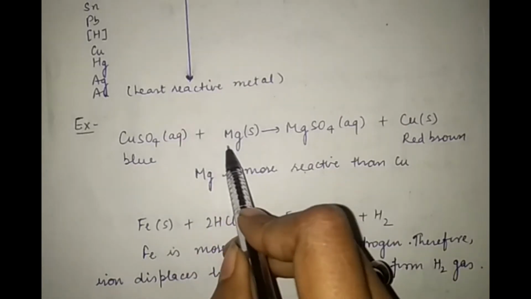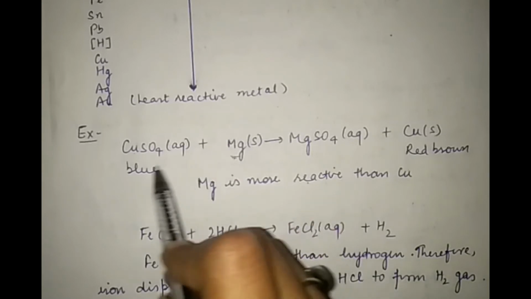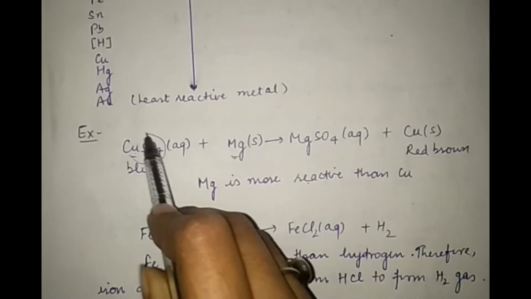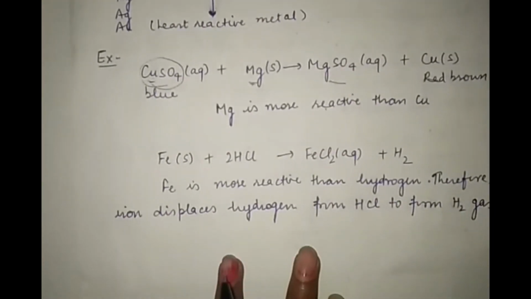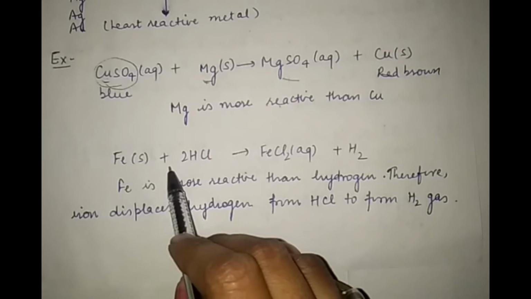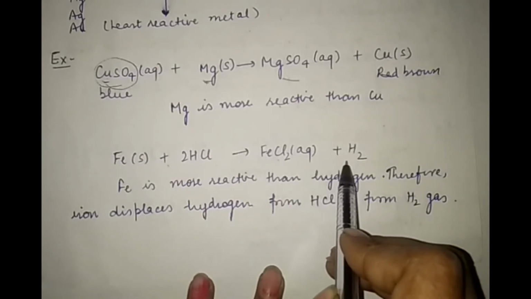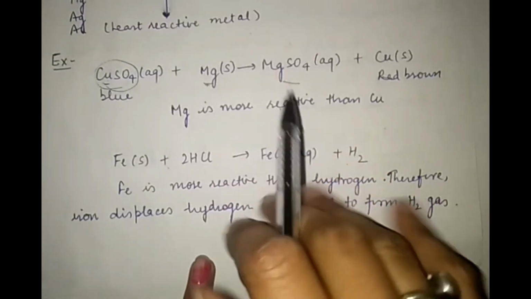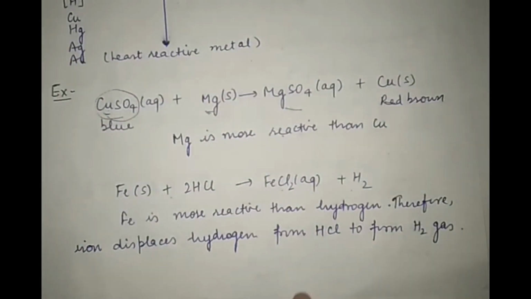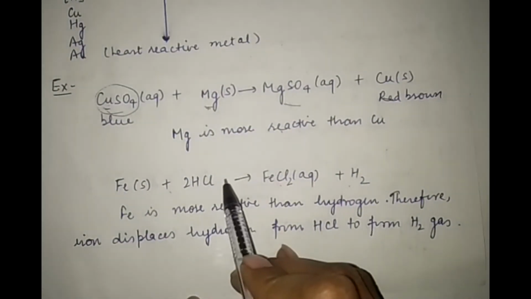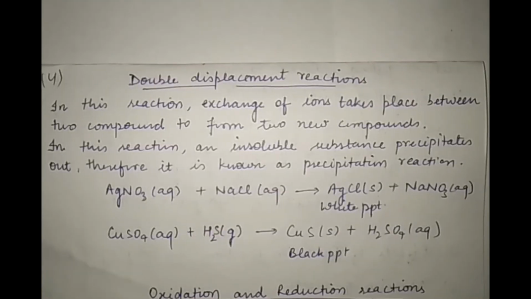Here the magnesium is more reactive as compared to copper, therefore magnesium displaces copper from its compound to form magnesium sulfate and copper metal. Similarly, the second reaction is where iron reacts with hydrogen chloride to form iron chloride plus hydrogen. Here also, according to reactivity series, iron is more reactive than hydrogen, therefore iron displaces hydrogen from hydrogen chloride to form hydrogen gas.